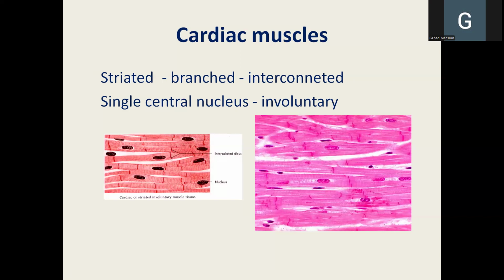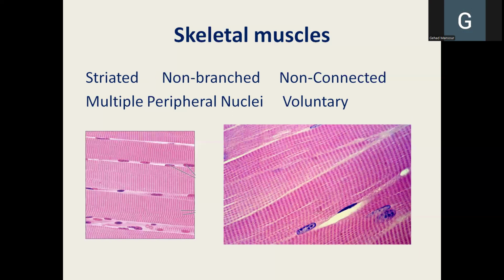The word syncytium originally means a big, large cell with multiple nuclei, which is not the case for cardiac muscles. The cardiac muscle structurally is not a syncytium, but functionally it is a syncytium because the presence of the gap junctions allows them to contract almost simultaneously because of the rapid transfer of ions.